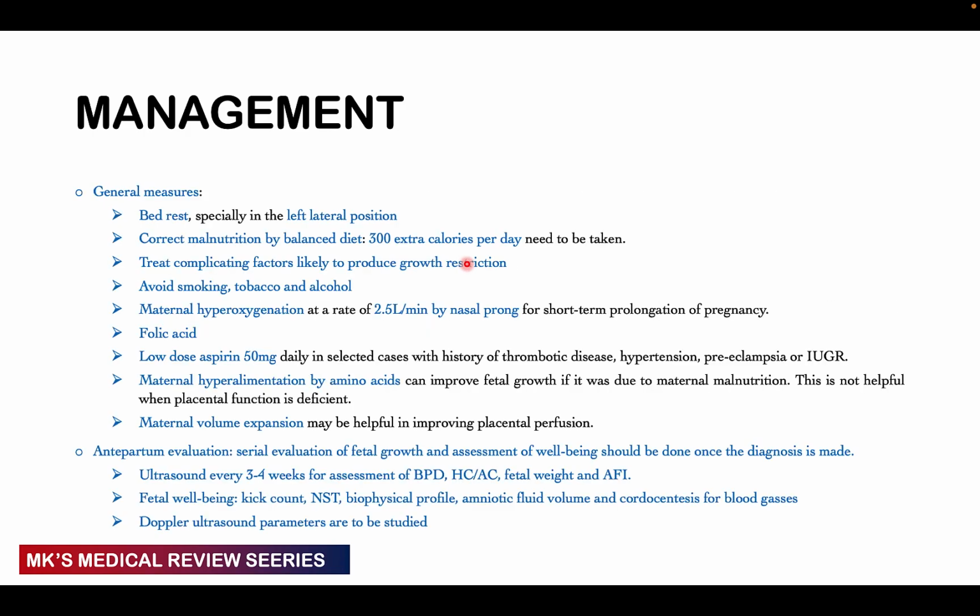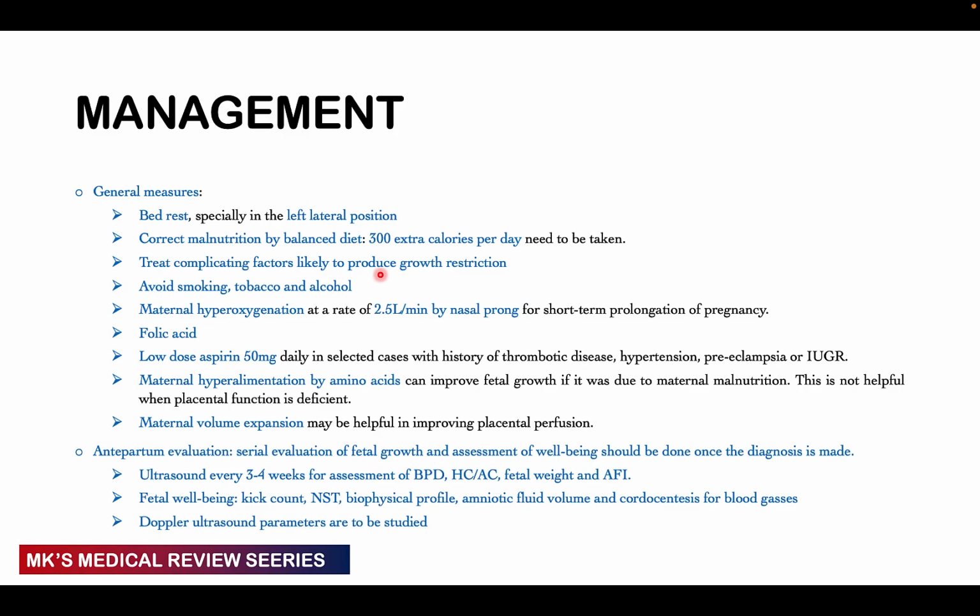So what are some of the general measures that we want to take? Bed rest is very important. They must be in the left lateral decubitus or left lateral position. We correct any malnutrition by giving them a balanced diet. 300 extra calories per day need to be taken. Then of course we treat any complicating factors that are likely to produce growth restriction. We avoid smoking, tobacco, or alcohol. Maternal hyperoxygenation, 2.5 liters per minute via nasal prongs, for short-term prolongation of the pregnancy.